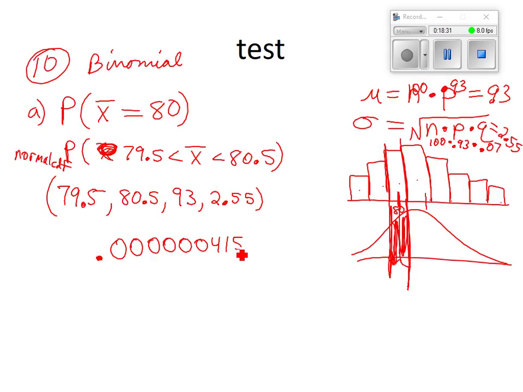So is it a very good chance that we're going to have 100 people and get exactly 80 to say yes? It's a very, very small chance.